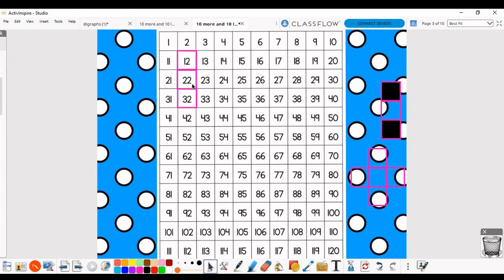Put your finger back on 22. And to find 10 more, we go down the column one time. Remember, the 2 in the ones place stayed the same. The only number that changed was the tens place. Because we found 10 more, we counted forward one number. And we've landed on the number 32. 32 is 10 more than 22.